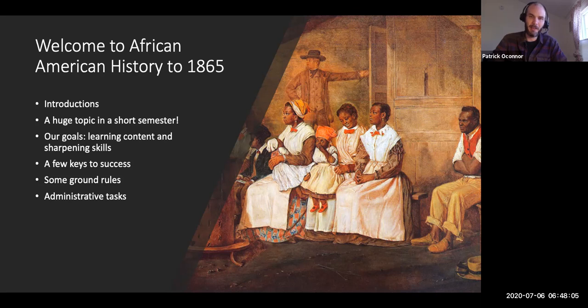Base your comments for the most part on assigned readings. When you say things, make sure you're going to be able to defend them with evidence from the course. Engage your classmates in discussion, right? Don't be afraid to ask them questions. When they ask you a question, respond to it. Encourage others to respond to it.